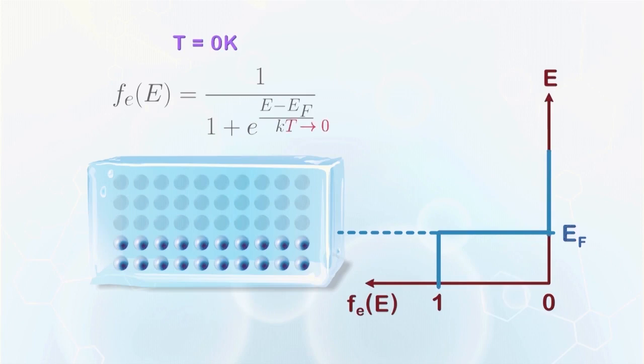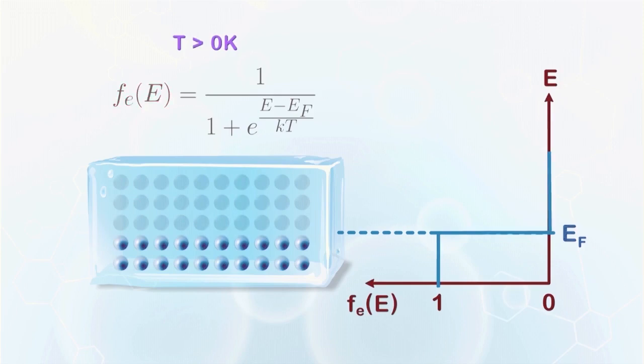Mathematically, consider that T is very close to 0. The value of (E minus EF) over kT becomes a very large negative number when E is just slightly smaller than EF, because it is divided by a very small denominator. The exponential of (E minus EF) over kT then becomes very close to 0. The Fermi-Dirac function will give a value of 1. When E is just slightly above EF, (E minus EF) over kT becomes a very large positive number due to the small denominator kT. The denominator of the Fermi-Dirac function becomes infinity, and it gives a value of 0. It agrees with what we discussed earlier.